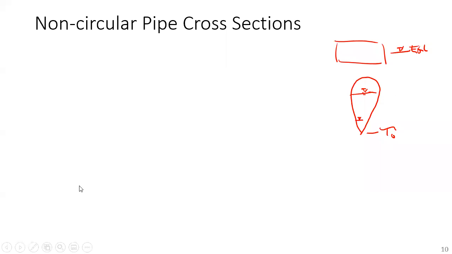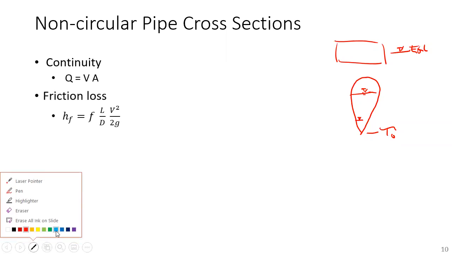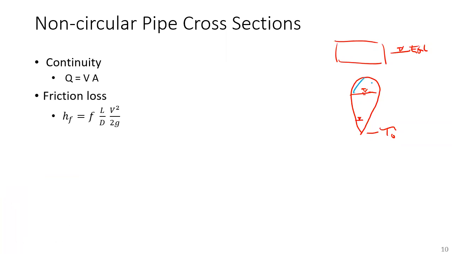So this conduit is basically all flowing under pressure. So it's a non-circular cross section. So for these cross sections, fundamentally, we still use continuity. Continuity: discharge is equal to velocity times area. We are still going to use, for example, the Darcy-Weisbach friction. You could use Hazen-Williams. I just introduced it, but again, in this course, we focus on the Darcy-Weisbach equation. So we still want to use this for friction losses.